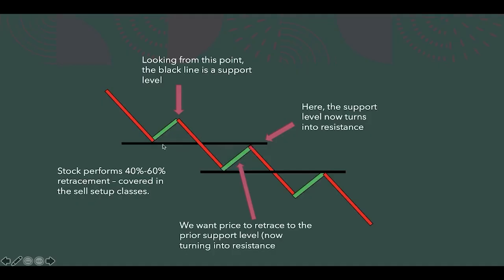We want to see retracements to the prior support, which is defined by this low, right? Same thing here. We have a drop, right? And then the retracement goes right into the prior support level, which is now resistance.